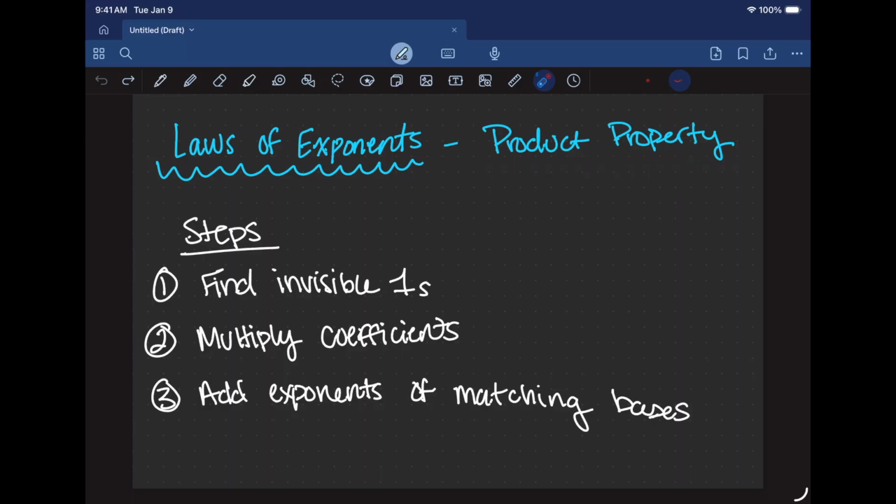As we go through these, I want you to keep these 3 steps in mind. Step 1, we are going to look for our invisible ones. These are super important. Second step, we're going to multiply coefficients. They're not always present, but if they are, we are definitely going to multiply those terms. And then for number 3, we are going to add exponents of matching bases, keyword being matching.